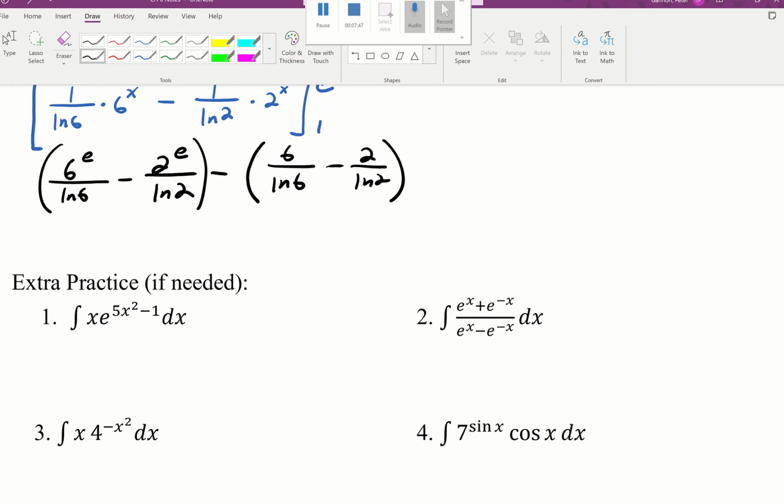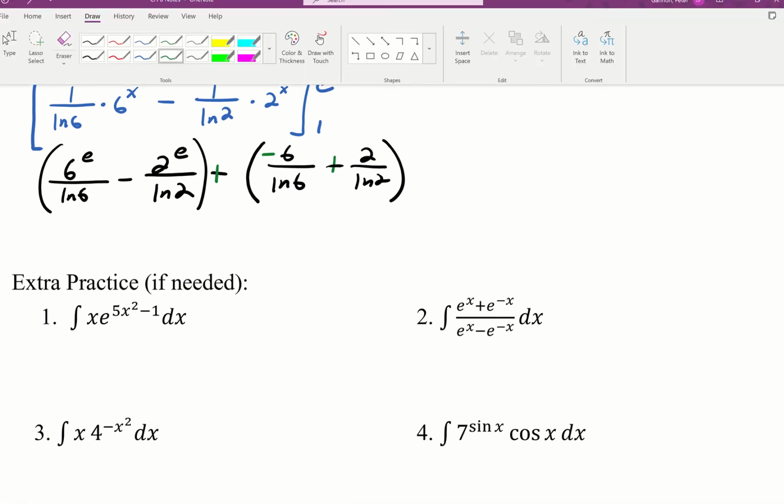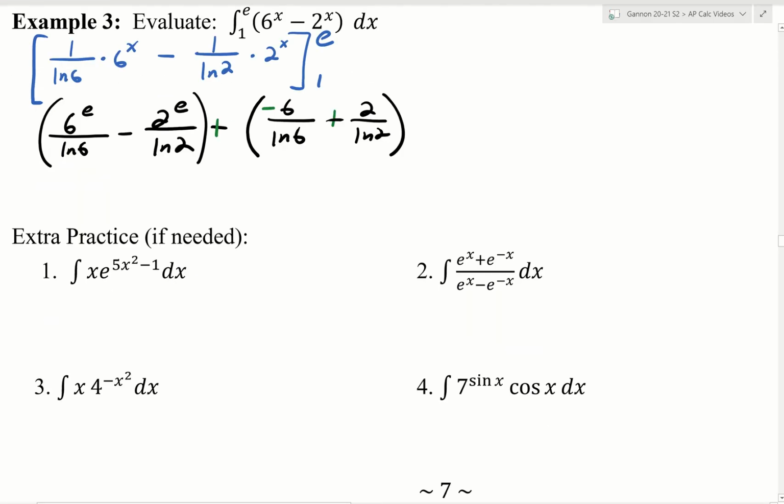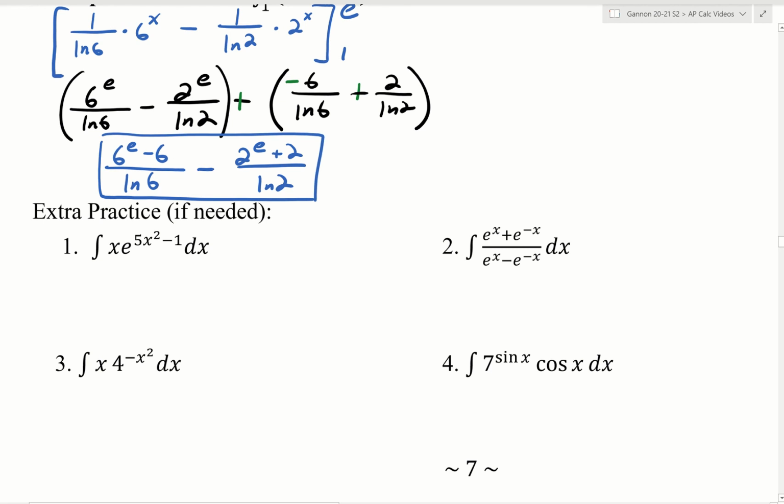One thing you could do is change those signs to plus, and then combine like terms with the terms that have the common denominator. So you could have 6 to the e minus 6 over ln of 6, and then minus 2 to the e minus 2 over ln of 2. And that is your answer.